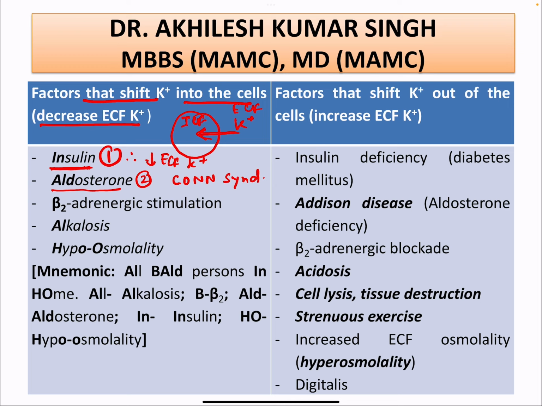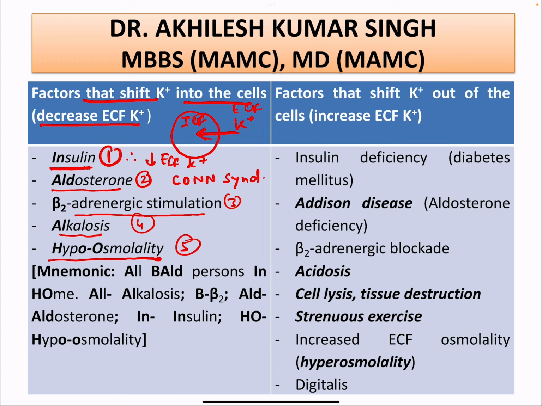So Conn syndrome will also lead to this decrease in the ECF potassium or hypokalemia. The third one is the beta 2 adrenergic stimulation. Fourth one is alkalosis, and the fifth one is hypoosmolality. So these are the five factors which will shift the potassium into the cell, leading to decrease in the ECF potassium. So you can remember all these five factors by one mnemonic here.